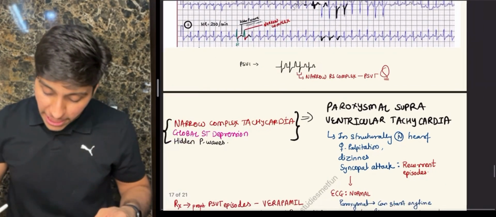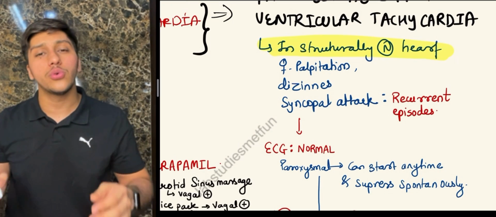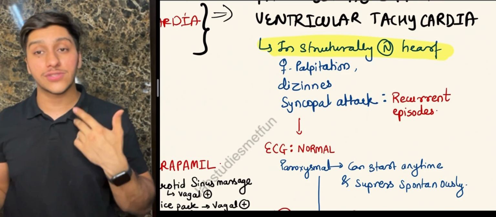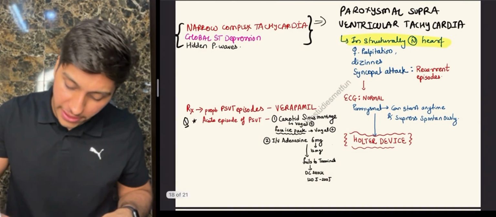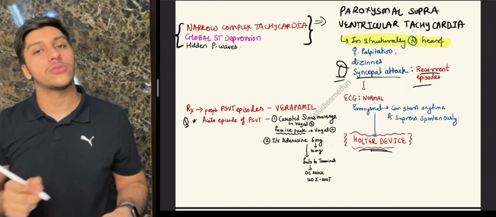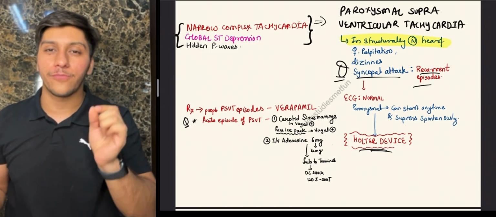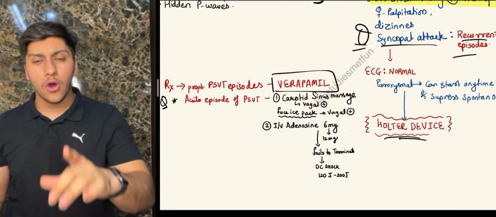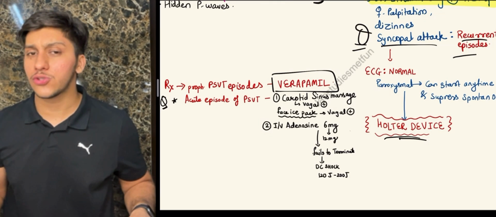Okay, what is the management, guys? And very important, guys, the heart is structurally normal, which means when you do a 2D echo, you won't see any abnormalities, you'll see the heart is structurally normal. That's why you then think there might be some issues. Recurrent episodes of syncope is the proper history they will give you, and then you will do a Holter device and find out the ECG findings. What is the management, guys? For prophylaxis, you're going to give a calcium channel blocker, that is verapamil. Now, all of a sudden, the patient is suffering from PSVT, paroxysmal supraventricular tachycardia.